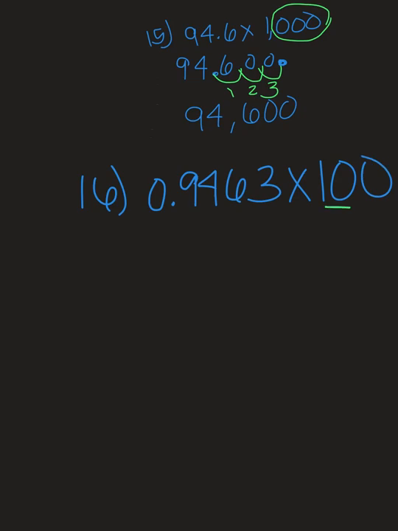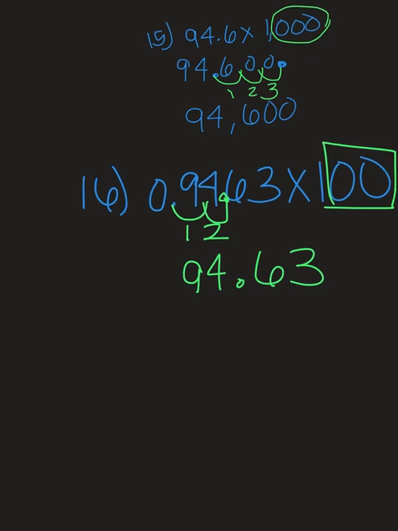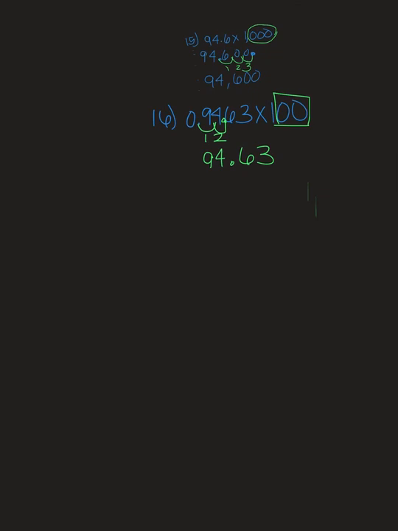We count the zeros, 2 zeros, and that means the decimal is going to move over 2. This one actually has room, so I don't have to rewrite it. 1, 2. Drop the decimal here. So my new number is 0, 94, and 63 hundredths. I can actually lose this 0, huh? Don't need it at the beginning. So 94 and 63 hundredths. Pretty good. Next one, number 17.